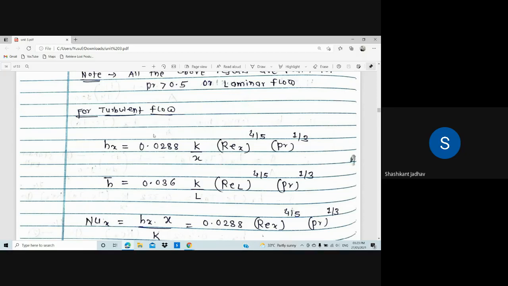So write down the equation for the local heat transfer coefficient, then average heat transfer coefficient, then local Nusselt number, and average Nusselt number for the turbulent flow. So write down all these relations: hx, then h dash, then Nux and Nu dash.